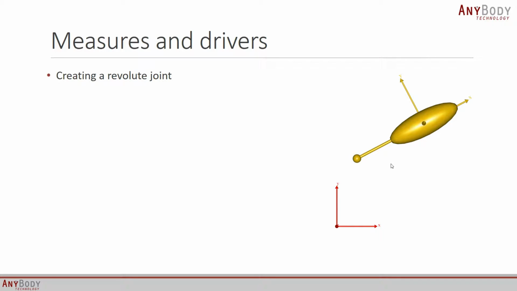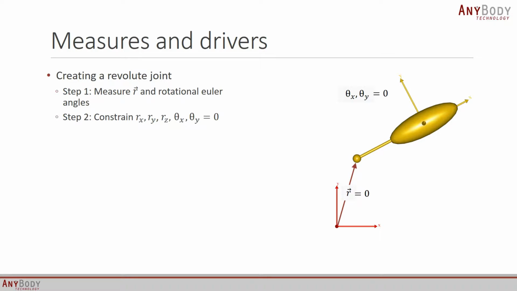Now, just to reiterate these two steps in creating a revolute joint, we had step 1, which was to measure the vector r and the three rotational Euler angles, or any three rotational angles, and step 2, which involved constraining all three components of our vector r and two of the three rotation angles to 0. So totally, this arrested 5 degrees of freedom.